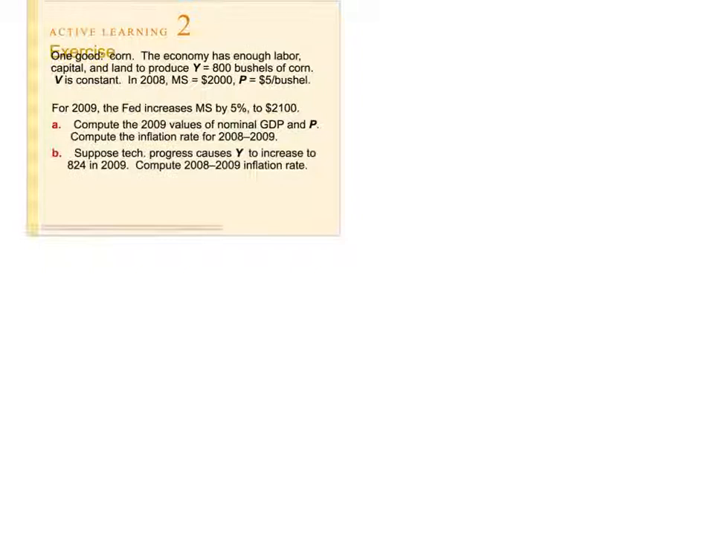Okay, in this problem, basically we're going to use the quantity theory of money equation. So money supply times velocity is equal to the price level times real GDP. So we have the money supply is 2,000, velocity is 2, and our price level is $5 a bushel, and our real GDP is 2,000.